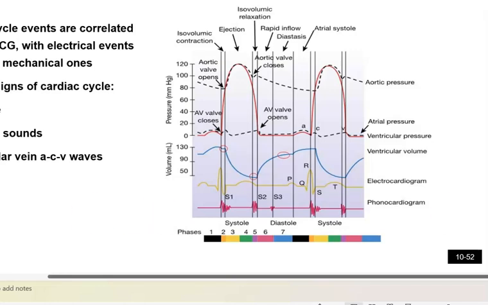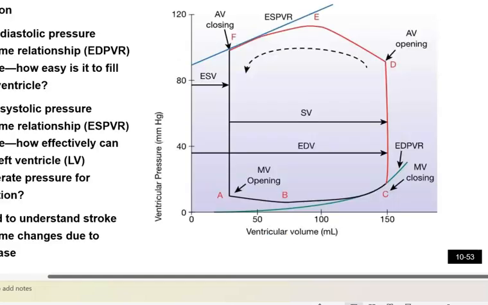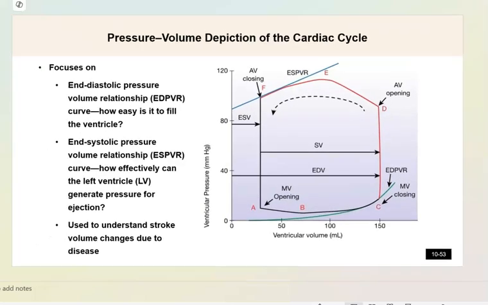One of the ways that you can also look at a cardiac cycle is through the pressure volume idea and these kind of loop volumes, if you will. So this one is showing the pressure volume loop. The pressure volume loop describes changes in both our pressure and our volume as they're taking place during the cardiac cycle. So when we talk about end diastolic pressure and the volume relationship curve, what we're trying to say is how easy is it to fill the ventricle? And it's not that easy.